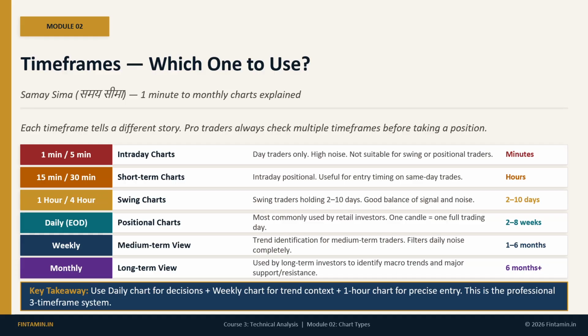different purposes. 1 minute and 5 minute charts are for day traders who enter and exit within the same session. High noise, fast moves requires constant attention, not suitable for working professionals with day jobs. 15 minutes and 1 hour chart suit swing traders who hold positions for 2 to 10 days. Better signal to noise ratio than intraday charts.